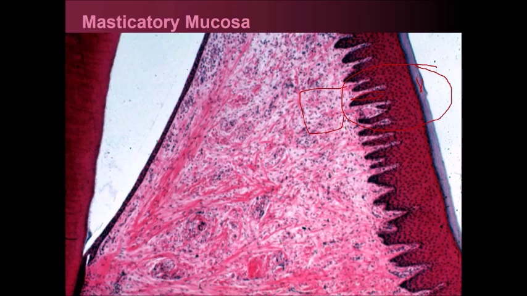Here I can see one type of the specialized mucosa, which we call the junctional epithelium. This epithelium binds the gingiva to the enamel of the tooth. This layer we call the junctional epithelium, one of the 4 specialized layers in the oral cavity.